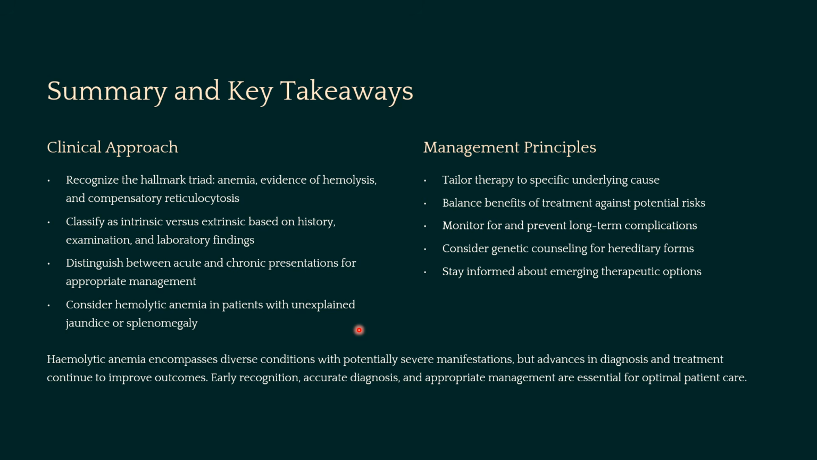How they should be managed: tailored therapy for the specific underlying cause, balance the benefit of treatment against potential risk, monitor for and prevent long-term complications, consider genetic counseling for hereditary forms, it's very important, and stay informed about emerging therapeutic options. So, hemolytic anemia encompasses diverse conditions with potentially severe manifestations. So we have to think about hemolytic anemia, its details and management.